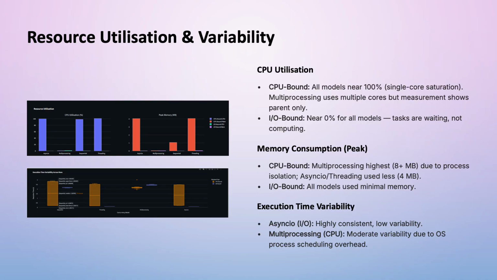Resource utilization and variability. Resource usage also varies significantly. For CPU bound workloads, all models showed near 100% CPU utilization, but multiprocessing used far more memory due to process isolation. For IO bound workloads, CPU usage was near zero across all models because tasks spend time waiting, not computing. Asyncio showed the most consistent execution times with low variability, making it ideal for predictable, highly concurrent IO applications.